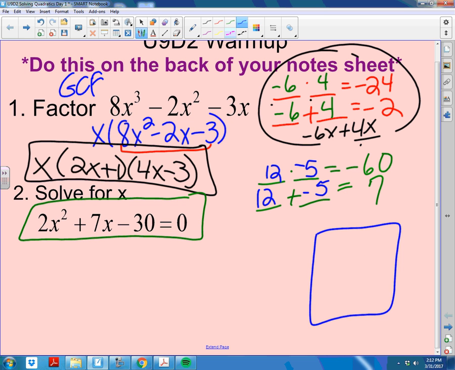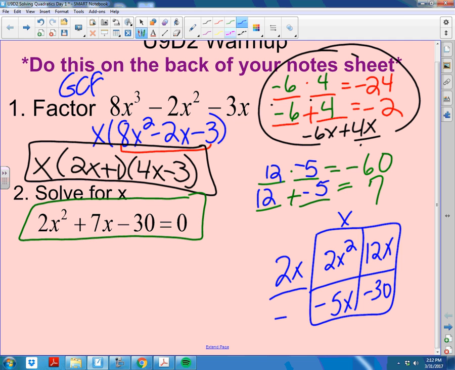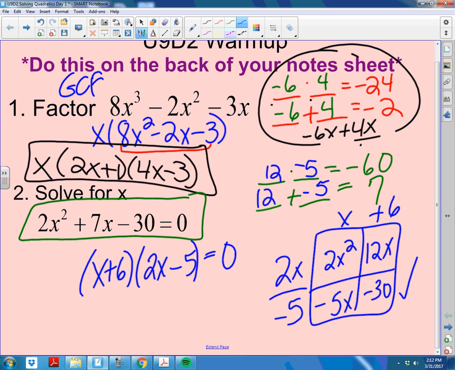I'll still do this. I know. If y'all do grouping, you're perfectly fine. I just prefer this. 12x, -5x. Start there. The GCF here is 2x. That makes that x minus 5 plus 6. Make sure that works, and it does. My factors are x plus 6 and 2x minus 5, and that equals 0, which means x is what? -6 and 5 over 2. Very good. -6 and 5 over 2. Questions on that?